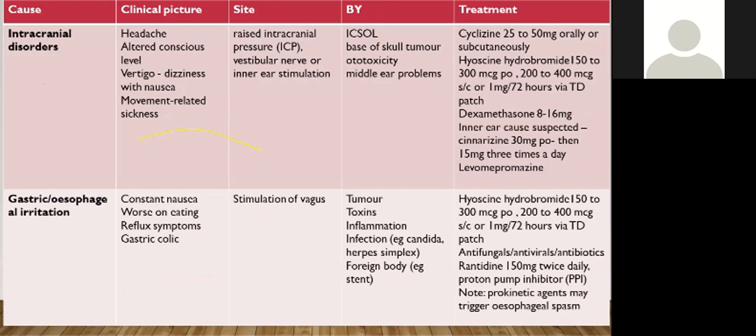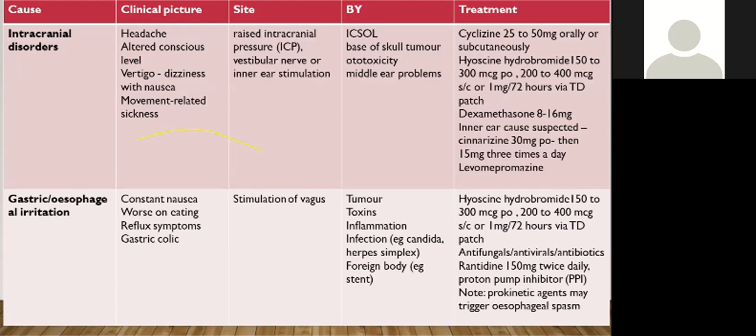Intracranial disorders. So how does a patient present with that? You can have headache, altered consciousness levels, vertigo, dizziness, or movement-related sickness. And what is the site? So it can be either raised intracranial pressure because of cortex stimulation or vestibular nerve inner ear stimulation. What's the cause of that? It can be a space-occupying lesion, ICSOL, or base of skull tumor. Can also be ototoxicity and nuclear problems.